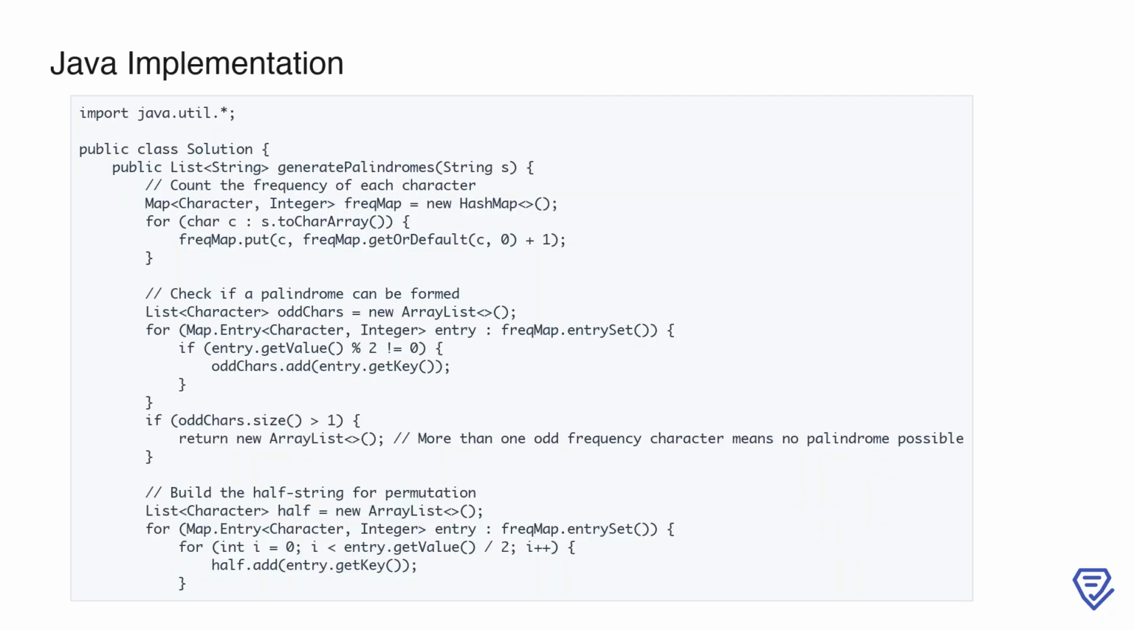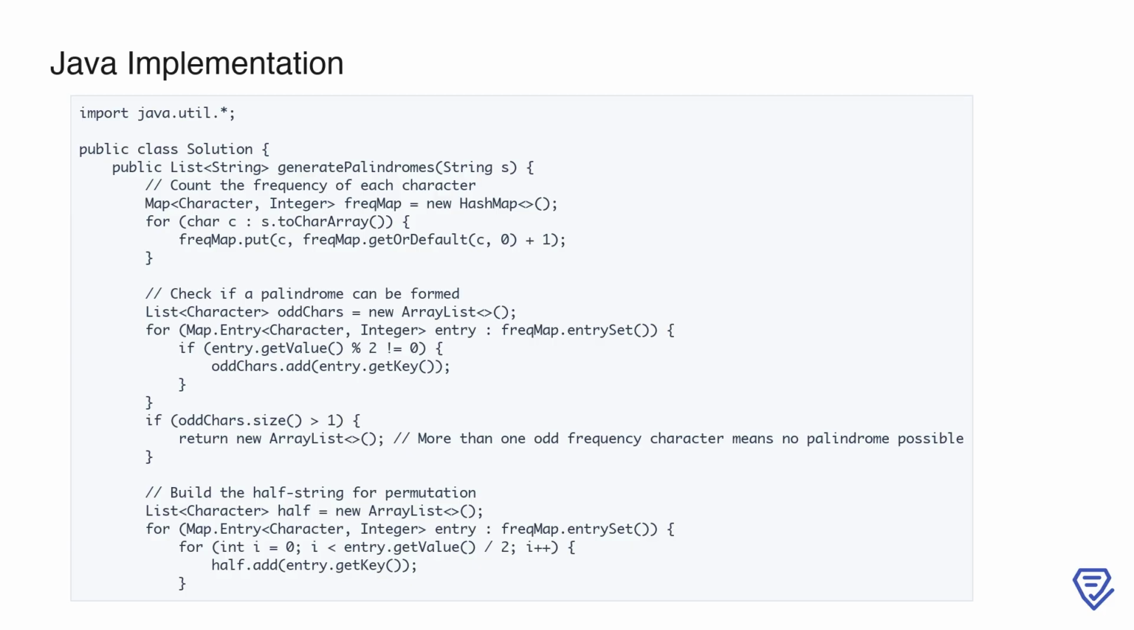Here, we start by defining the generatePalindromes method, which takes a string as input. The first step is to count the frequency of each character in the string. We use a hash map to store these frequencies, where the key is the character and the value is its count. Then, we determine if it's even possible to form a palindrome. For a string to be rearranged into a palindrome, at most one character can have an odd frequency. To check this, we iterate over the entries in the frequency map and collect all characters with odd frequencies into a list. If the size of this list exceeds 1, we return an empty list immediately, because more than one odd frequency character makes it impossible to create a valid palindrome.